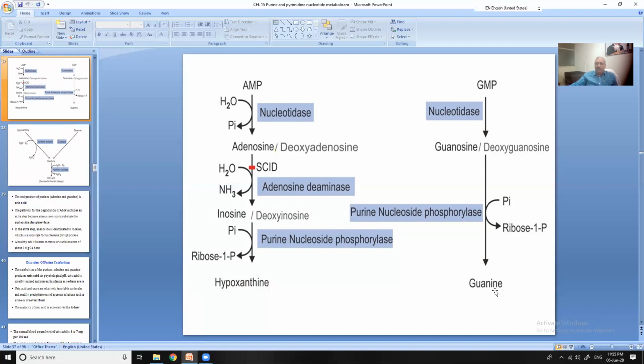So you can say that these nucleotides have removed their phosphate groups and now they are coming into the actual base form, that guanosine monophosphate is changing into guanine. Means this guanine is not having any sugar, any phosphate, and this hypoxanthine and inosine are also not having any phosphate and any sugar.